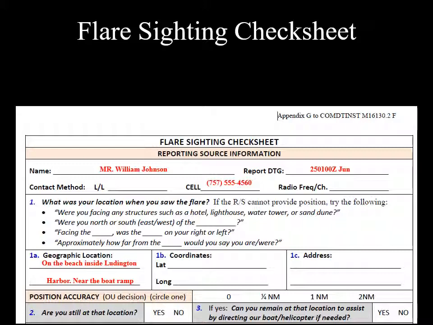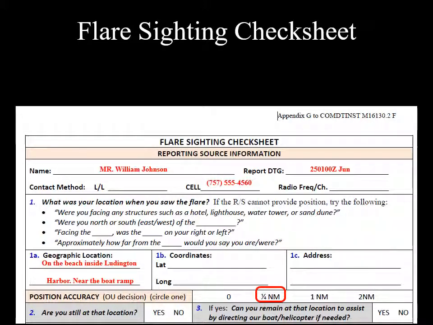The position accuracy is for the operations unit, the OU, or SAR planner at the command center. They are responsible for determining a degree of error to the position provided by the reporting source. The less confident the OU is, the more error should be applied to the position. After consulting a chart, the OU determined only a small amount of error was needed. A quarter nautical mile radius error adequately covers the position given.